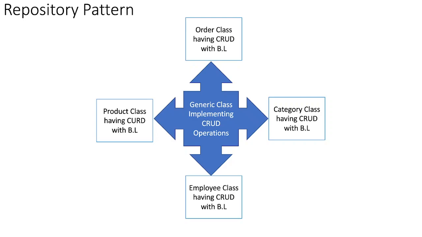We have to write different CRUD operations every time for each of them, like inserting a product, creating a product, deleting a product. So we have to write one set of operations for product. Then again, if you have an order class, you have to write a different set of CRUD operations for the order class in the usual way. But in the repository design pattern, you don't have to write this CRUD operation multiple times. You have to write it only once, which is implemented here in a generic class.